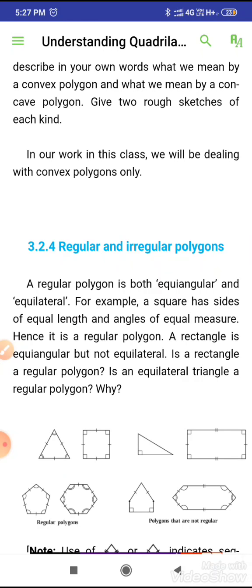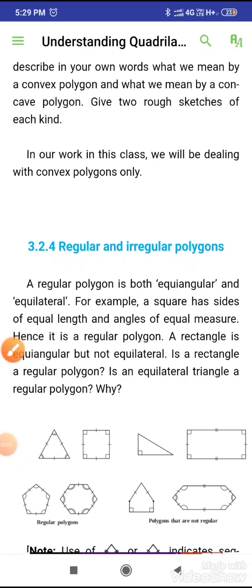Now move to our next topic, regular and irregular polygons. A regular polygon is both equiangular and equilateral. What do we mean by equiangular and equilateral? Equiangular means that if all the angles of our polygon are equal, then it is known as equiangular. For example, in a square, all the angles are 90 degrees, so it is an equiangular polygon.